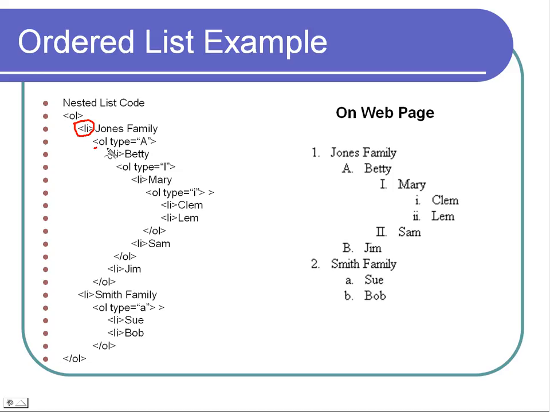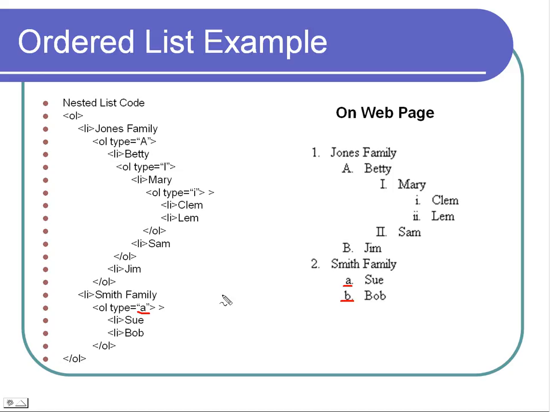And so here, I've got capital letters on this. So you'll notice over here, Betty has a capital A, Jim has the capital B on it. On this level down, under Betty, I used the capital I, which is Roman numerals. There's Roman numeral 1, Roman numeral 2. This level, I put the lowercase i, okay? So here on this level, and of course, Clem and Lem, we can see, have that. There's the lowercase a, and you can see A and B for Bob and Sue.